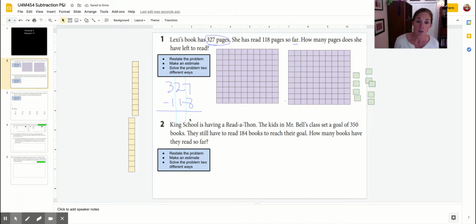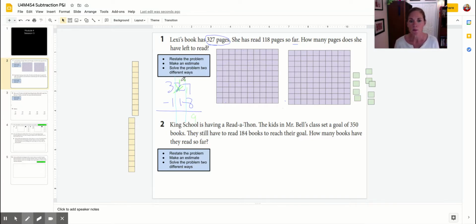And now let's show what this looks like when we do it on the standard algorithm. So what we just did was we took one of these 10s. I'm going to change my color actually. I'm going to make it green. So we took one of these 10s away and added it to this group of ones. So we had 7 and we only had 1. We ended up with 17, which is 10 more. So 17 minus 8 is 9.